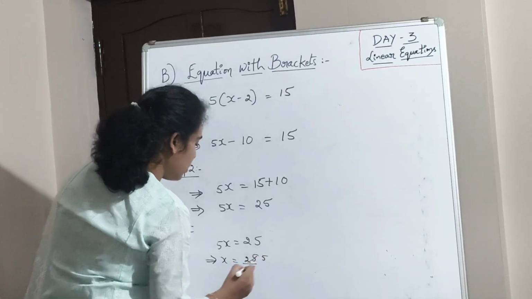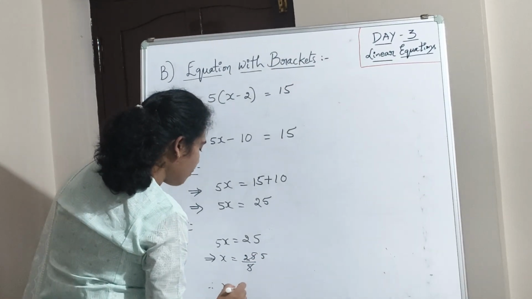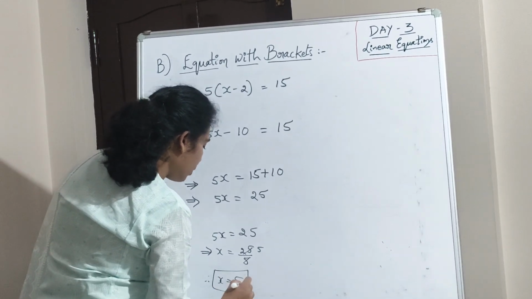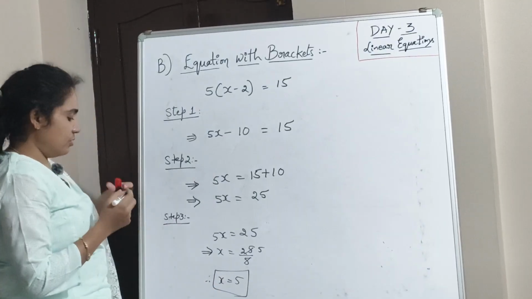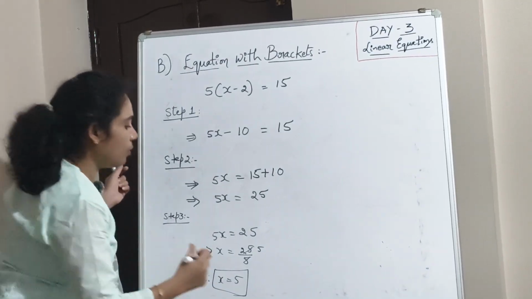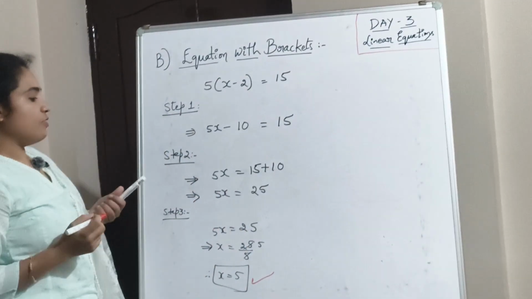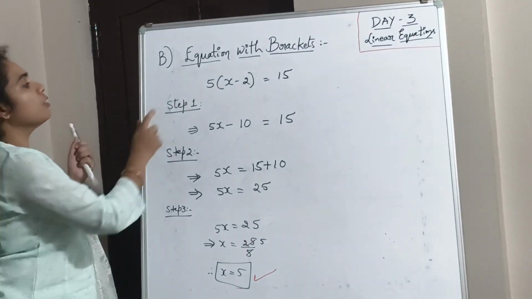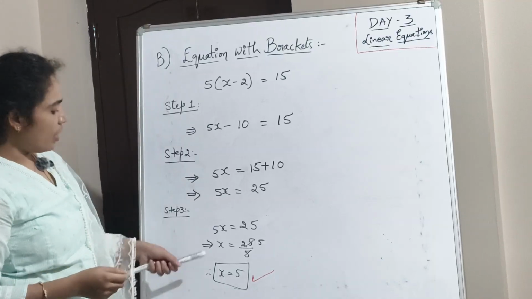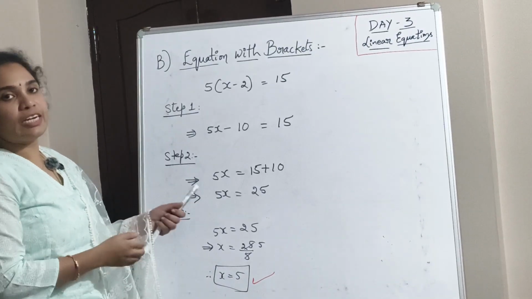5 ones are 5, 5 fives are 25. So therefore, x is equal to 5. So x equal to 5 is the solution here, or x equal to 5 is the root of the given equation. We have to verify whether x equal to 5 is correct or not.